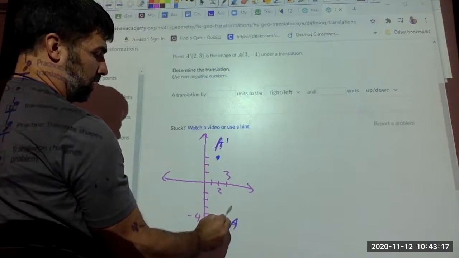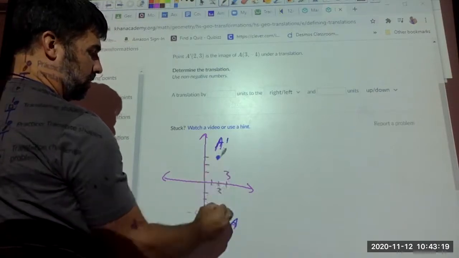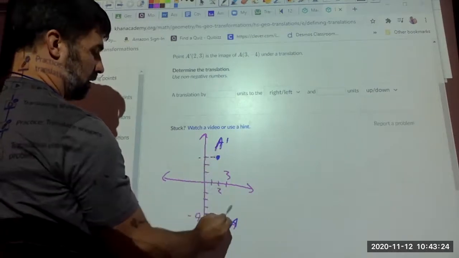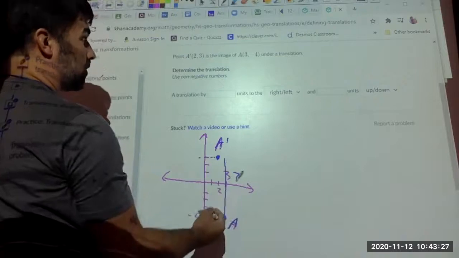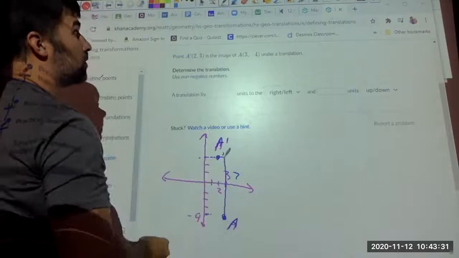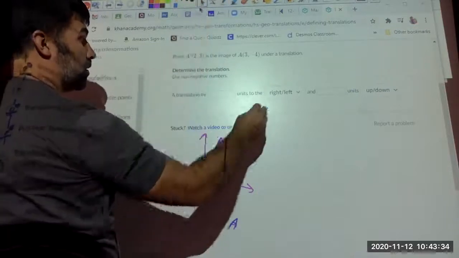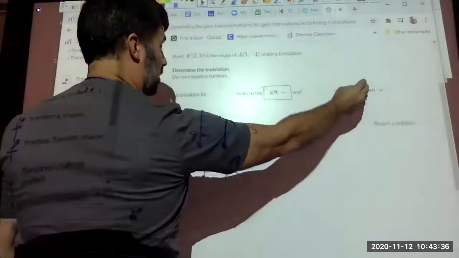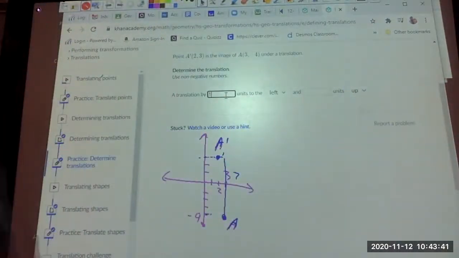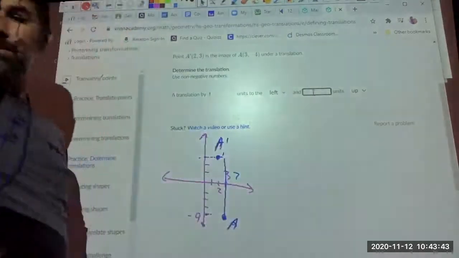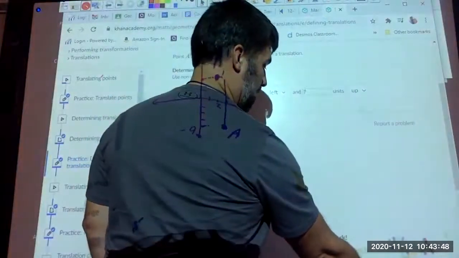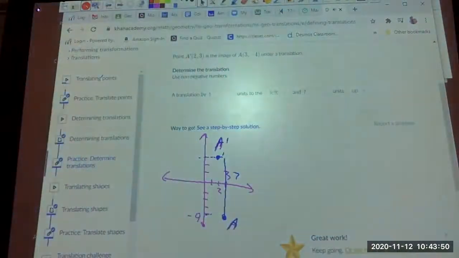So what did you do to go from A to A prime? All right, so I'm going from -4 to 3. That would be up 7. And I'm going from 3 to 2. So that's left 1. So I'm going to the left 1 and up 7. Again, 4 of those, make sure you get 3 out of 4.